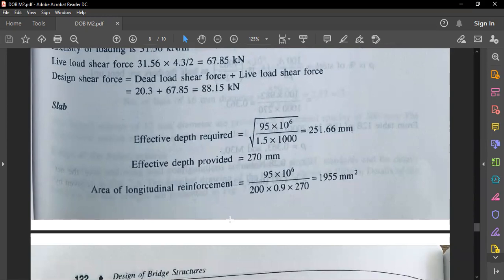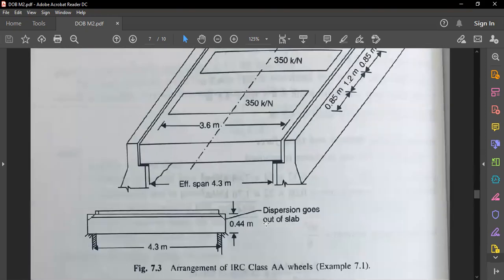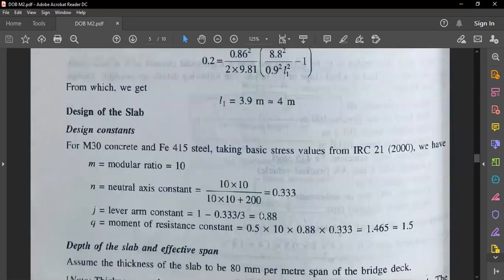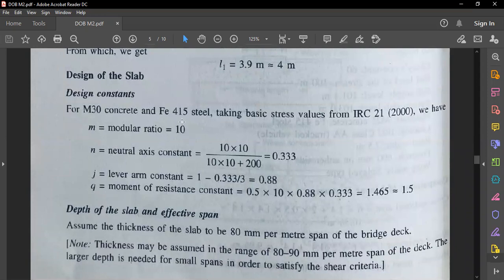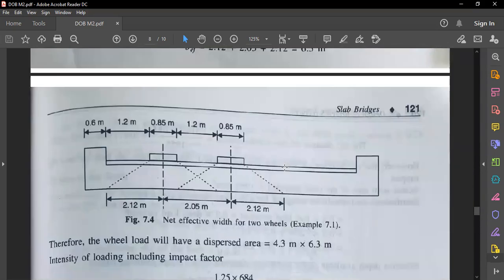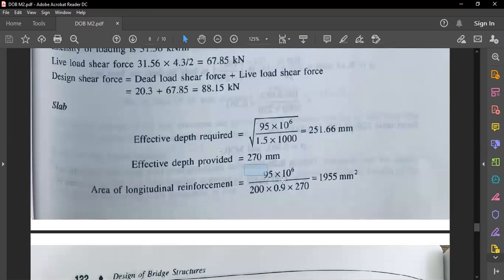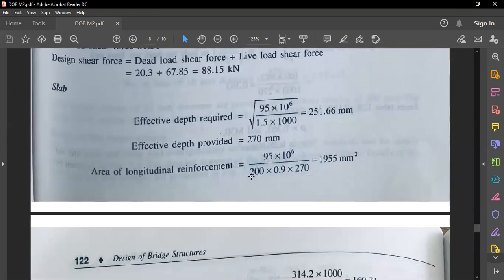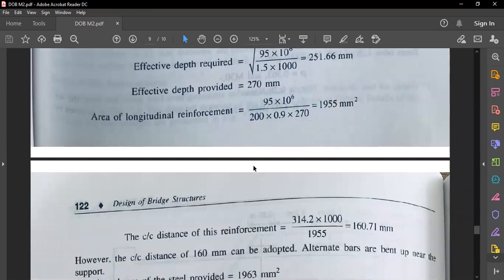So area of reinforcement required is M divided by sigma st into j into d. Check here the design constant, modular ratio m, j is 0.9. That gives you the area of reinforcement required. Sigma st is 200, j is 0.9, and effective depth is 270. That will give you the Ast required for the moment coming on the deck slab.